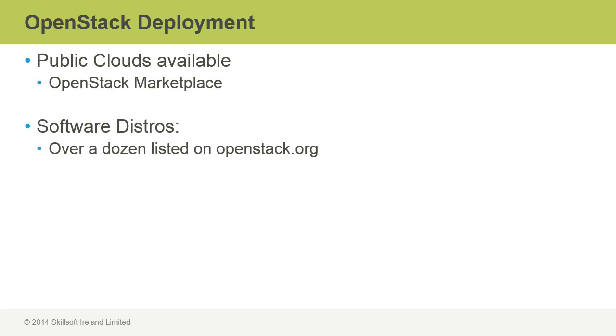Also on openstack.org, there's over a dozen software distributions or distros listed. You can pick one of those and just have it ready to go. Another option is to get an appliance. There's actually hardware that's preloaded with OpenStack. Now you're going to need to connect that to network and storage, obviously, but there is an appliance that will take care of all the management pieces of OpenStack.